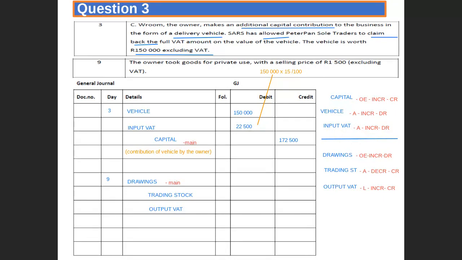But be careful here, guys. Remember, I'm going to remind you again. They gave you the selling price. Remember, write it down again. The drawings of goods cannot be at a selling price. So when they give you the selling price, it means they want you to find the cost. So you must always calculate the cost of 1,500. This is the selling price. What is the cost price of this 1,500? Because you cannot have drawings at a selling price. It's 1,725. How did you find that?